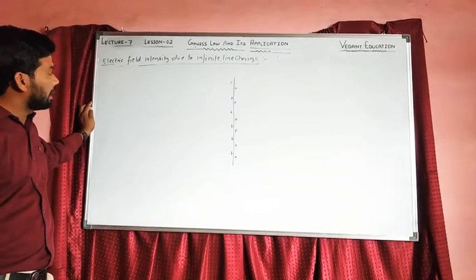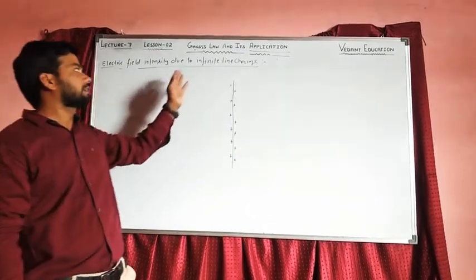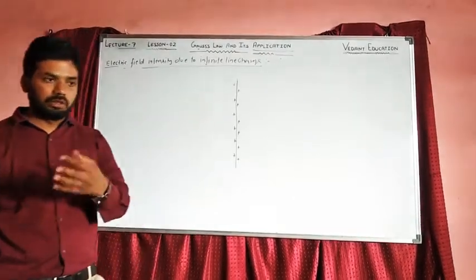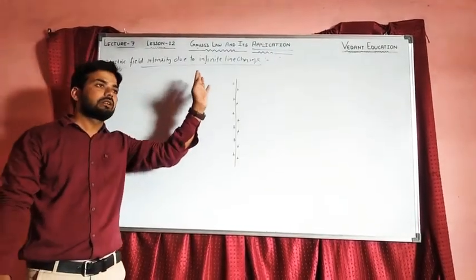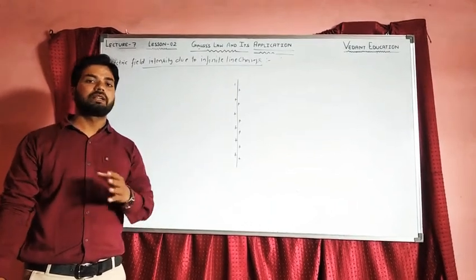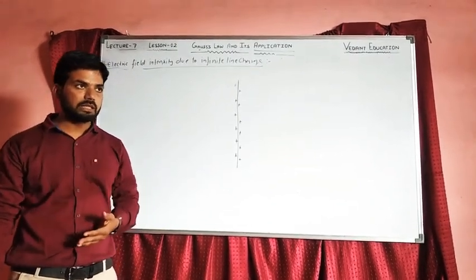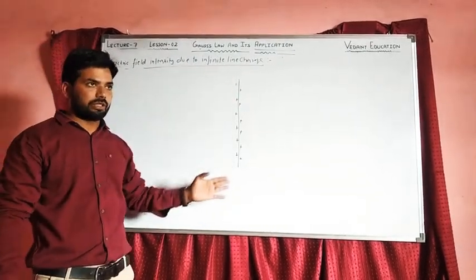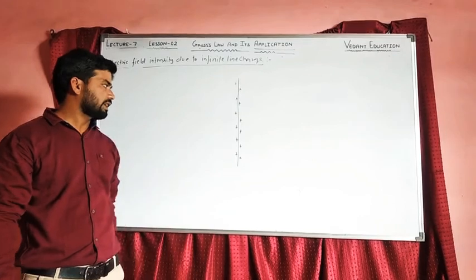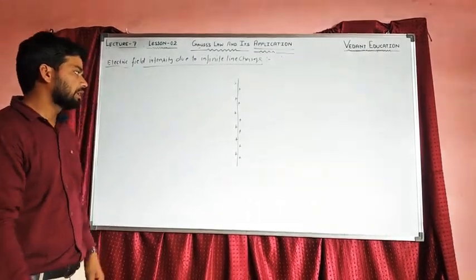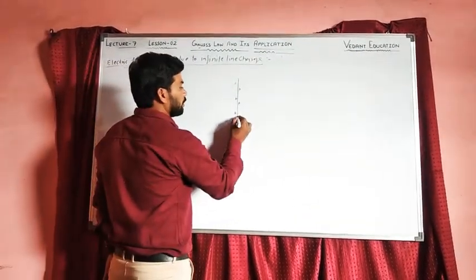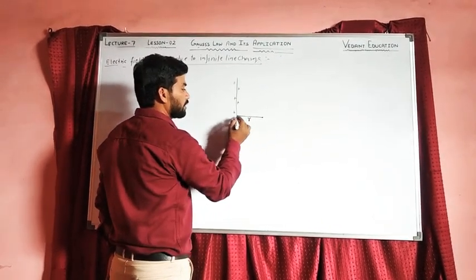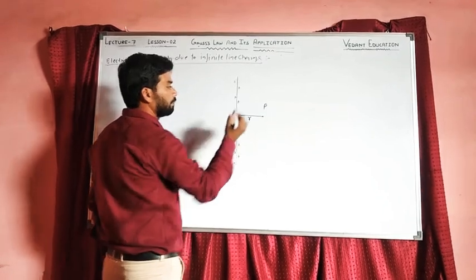Let's see the application, the second part of this lesson, application of Gauss's law. The first application is to find the expression of electric field intensity due to an infinite line charge, on which the charge is uniformly distributed. We wish to find the electric field intensity at perpendicular distance r at point P.